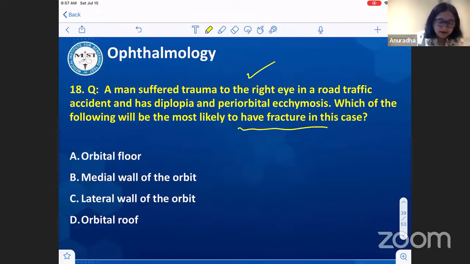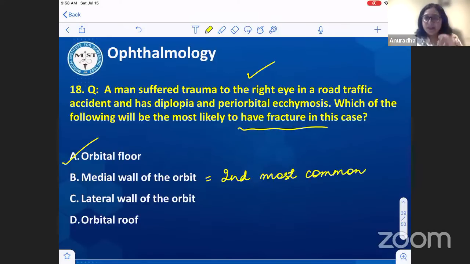Yes, so all of you are right. It is A, that is the orbital floor, because the orbital floor is the weakest point of the orbit. Whenever there is trauma, that is the earliest and commonest to give way. The medial wall is the second most common. So an orbital floor fracture question can come again in some form.